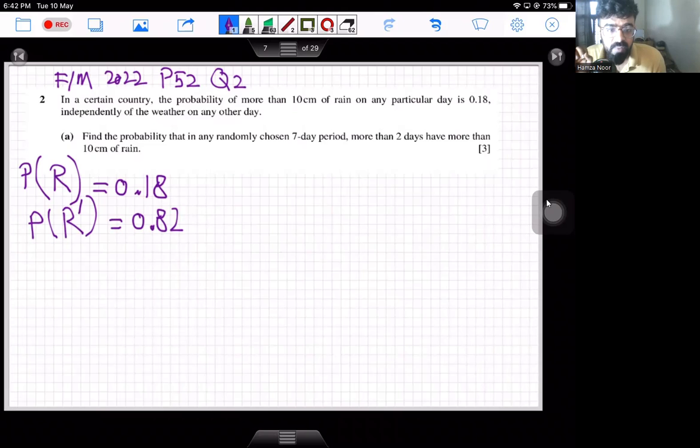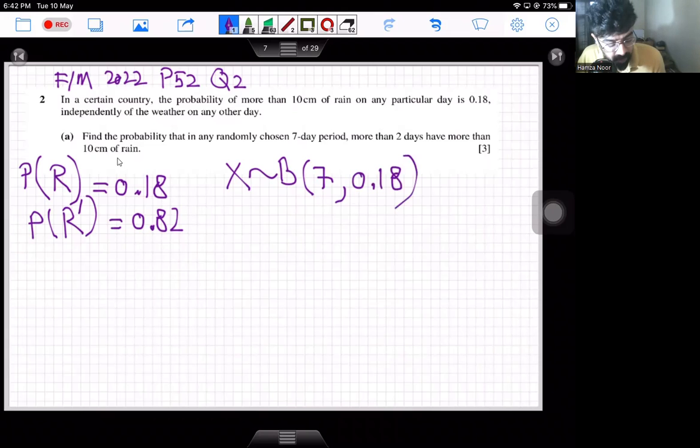Okay. So now we are having a fixed number of trials, 7. We have chosen a 7-day period. So we can say that X follows the binomial distribution with a fixed number of trials, 7. And what we are observing is that this event happens, which is more than 10 centimeter of rain. So obviously we are considering the event R, and the probability of success would be 0.18. Okay. So more than 2 days. Your requirement is the probability that X is greater than 2.